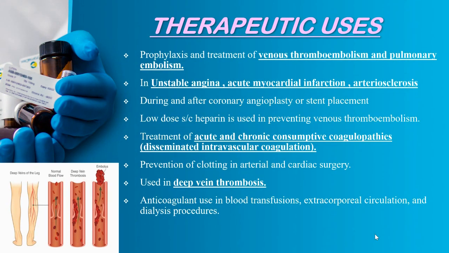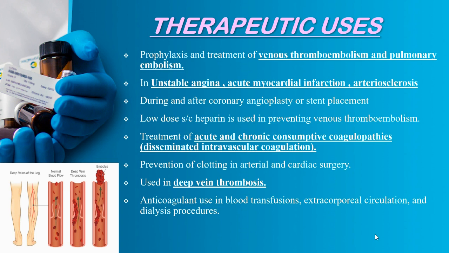So we will see what the therapeutic uses of heparin are. It is used in the treatment of venous thromboembolism and pulmonary embolism. Pulmonary embolism is a condition in which one or more arteries of the lung become blocked by blood clots. So, heparin is used in the treatment of pulmonary embolism. It is also used in unstable angina, acute myocardial infarction, and arteriosclerosis. It is also used during and after coronary angioplasty or stent placement. Low-dose subcutaneous heparin is used in preventing venous thromboembolism. It is also used in the treatment of acute and chronic consumptive coagulopathies, that is disseminated intravascular coagulation, which is also known as DIC.